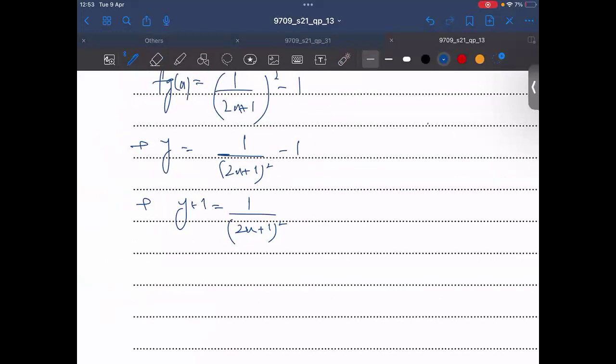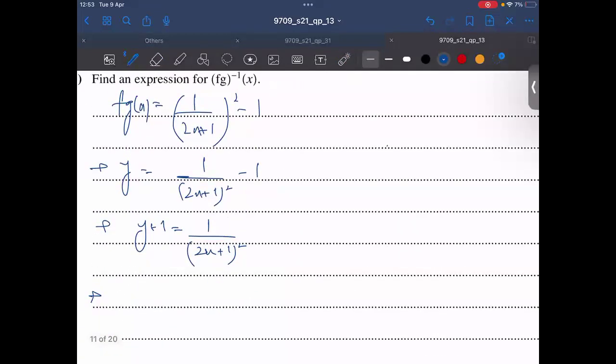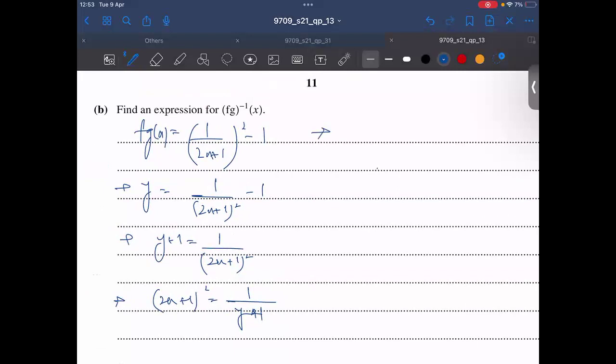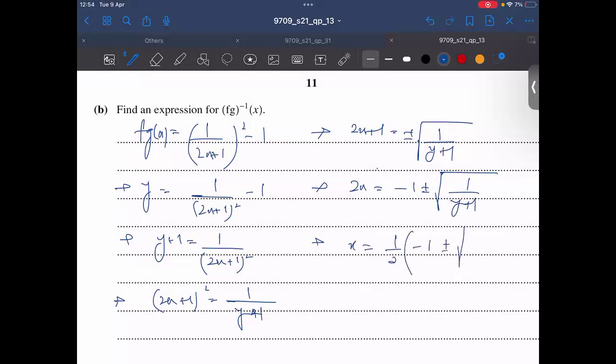All right. I'm going to have then (2x plus 1) whole square equals 1 over y plus 1. Then we have 2x plus 1 equals plus minus square root of 1 over y plus 1. All right. So 2x is going to be equal to minus 1 plus minus square root. And then x is equal to half times bracket minus 1 plus minus square root of 1 over y plus 1.